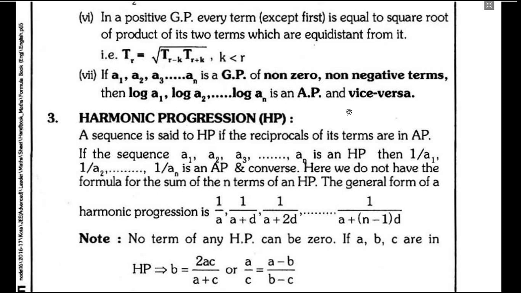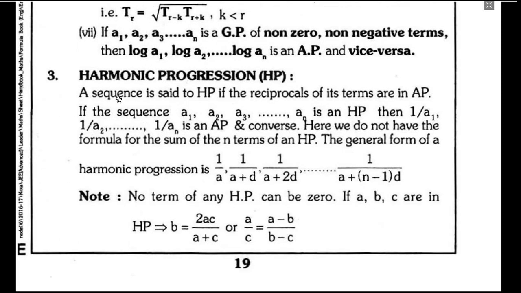The next series we have is harmonic progression, HP. A sequence is said to be a harmonic progression, HP, if the reciprocals of its terms are in AP. Now the reciprocals of the terms are in AP. Means the sequence is 1 upon A, 1 upon A plus D, 1 upon A plus 2D, and so on up to 1 upon A plus n minus 1 into D. So this is the series of AP.